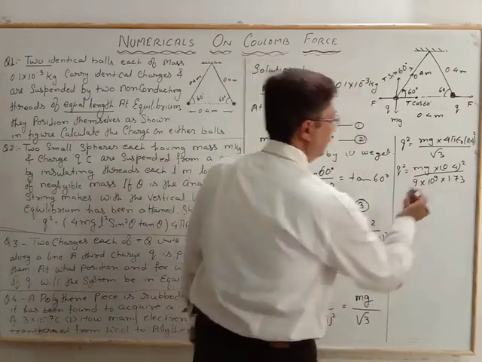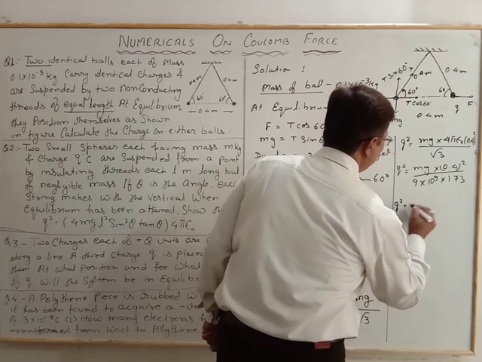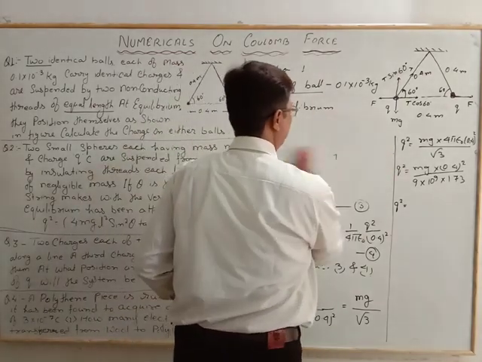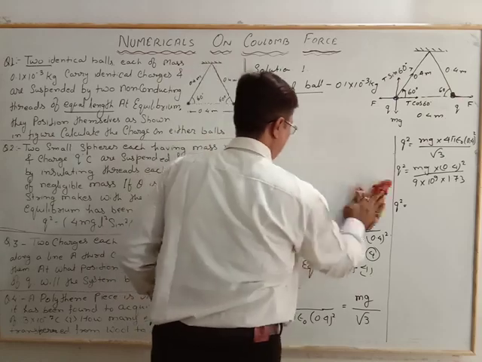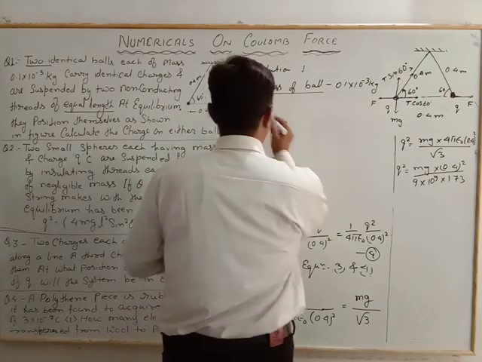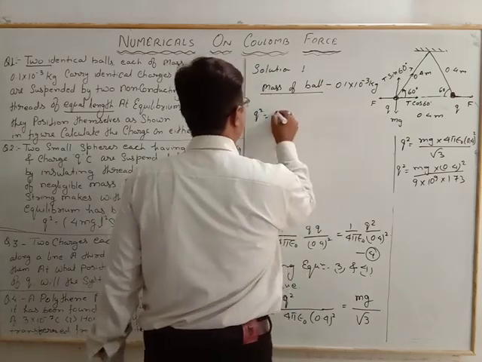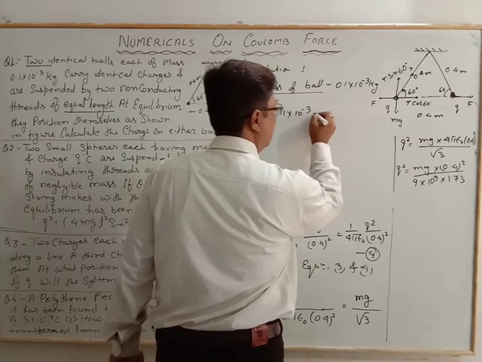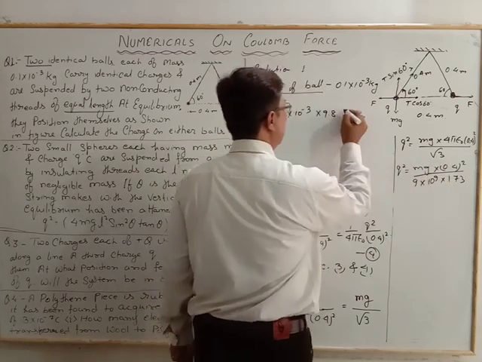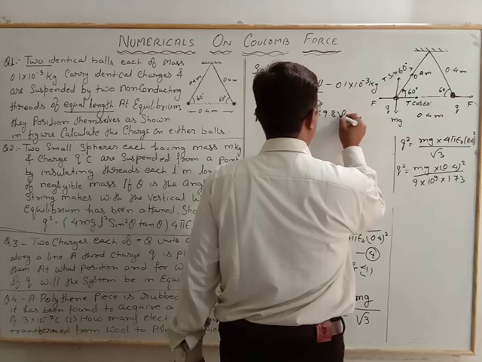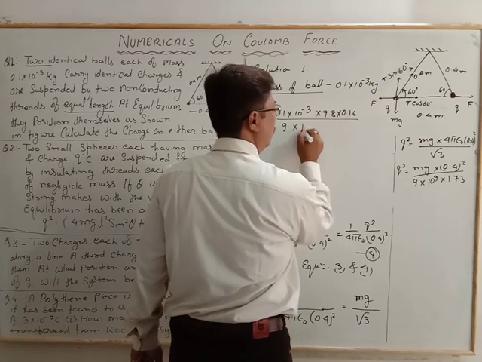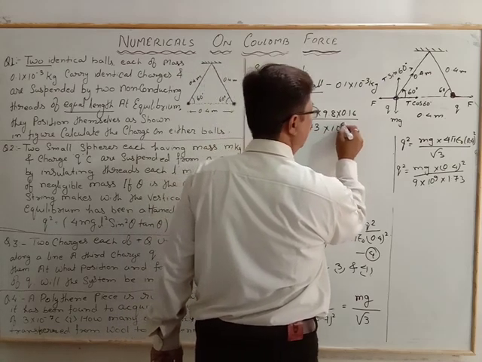So we calculate: Q² = 0.1 × 10^-3 × 9.8 × 0.16, divided by 9 × 1.73 × 10^9.